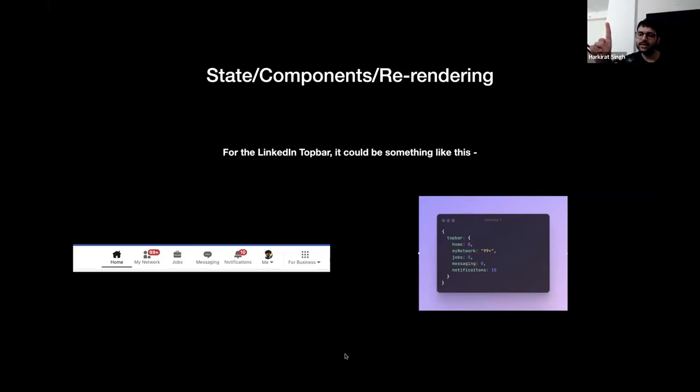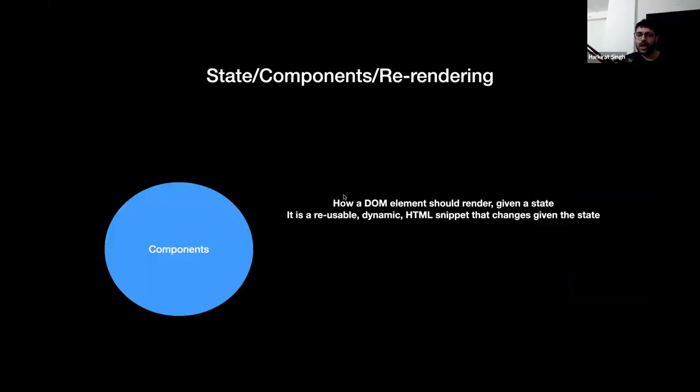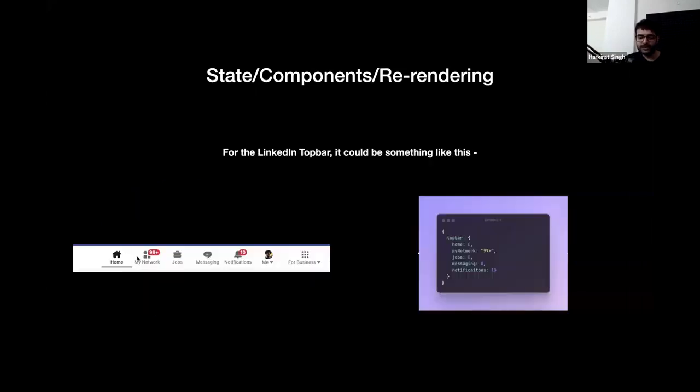That was the first thing I said we have to discuss. What is the second thing? Components. How a DOM element should render given a state. It is a reusable dynamic HTML snippet that changes given the state. It's not actually an HTML snippet, but okay, for now, let's assume. How a DOM element should render given a state. Matlab, this is effectively a component.